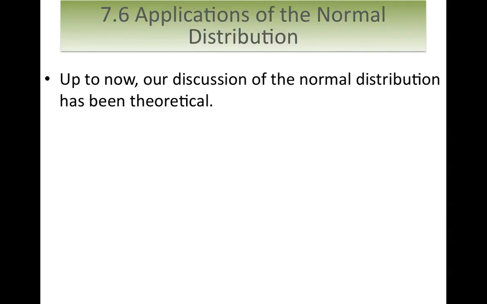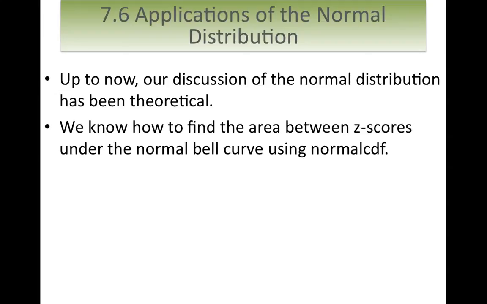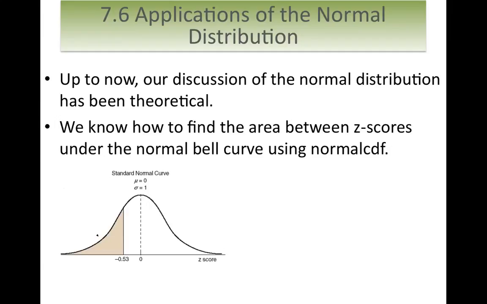We've been talking a lot about theory, z-scores, and the area to the right and left of z-scores, the area between two z-scores. But now what we're going to do is start to use raw scores instead of z-scores. We know how to find the area between z-scores under the normal bell curve using NormalCDF.